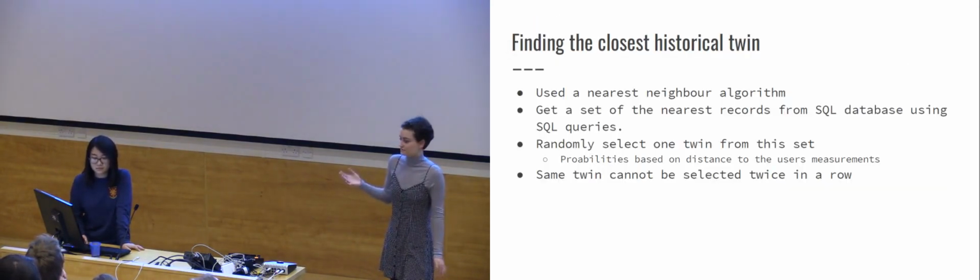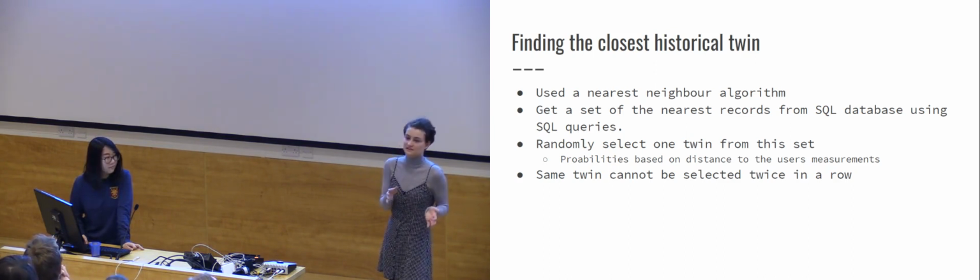So now we've got these measurements, what are we going to do with them? We've got to find the closest historical twin from our historic data set. What we do is we use a nearest neighbour algorithm to return some set of nearest neighbours from the data set. Then we randomly select a twin from the set using probabilities biased according to the distance from our user to each set member.